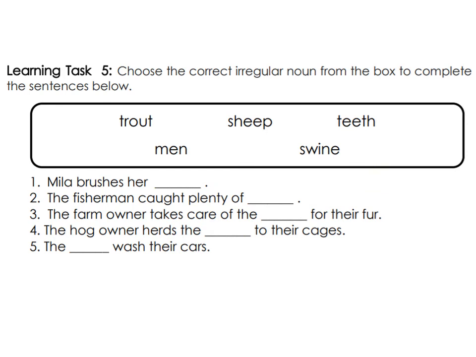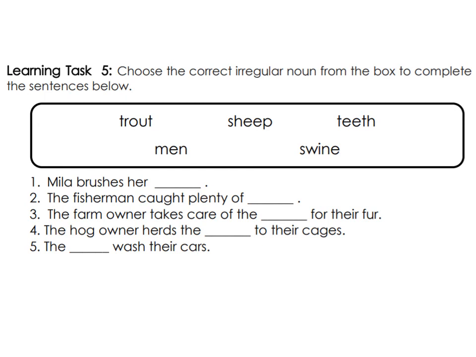Learning task 5. Choose the correct irregular noun from the box to complete the sentence. So we have here the choices. We have trout, men, sheep, teeth, and swine. Okay? By the way, when we say swine, it's the pigs. Okay, number 1. Mila brushes her blank. So what should be the answer? Is it trout, men, sheep, swine, or teeth?